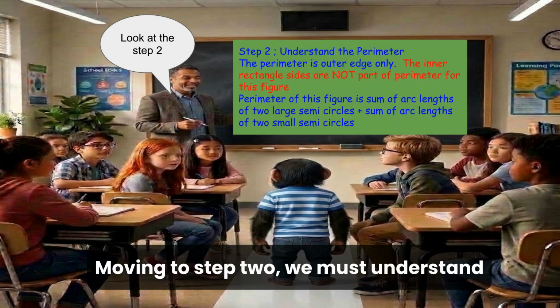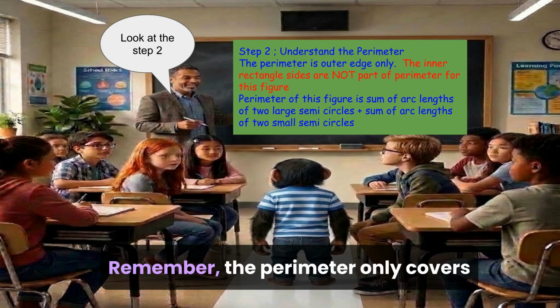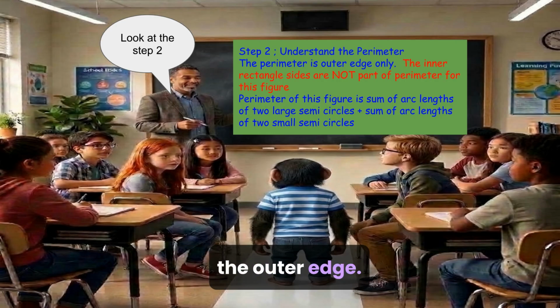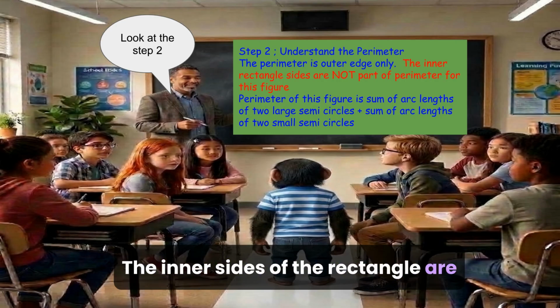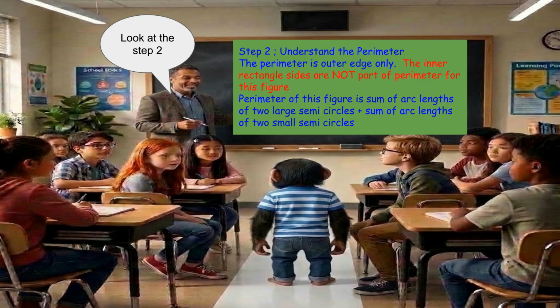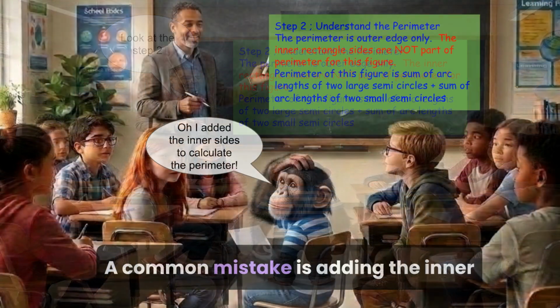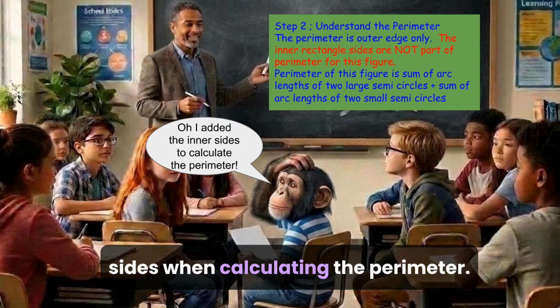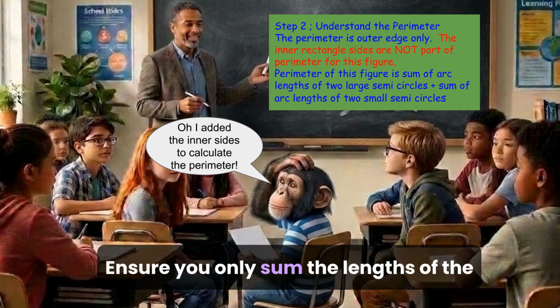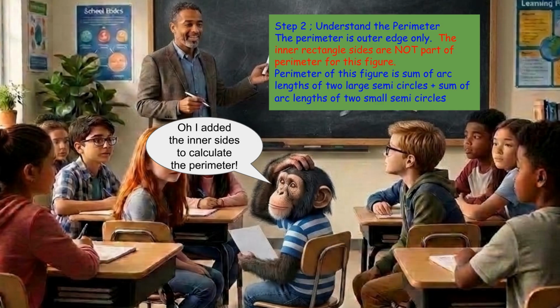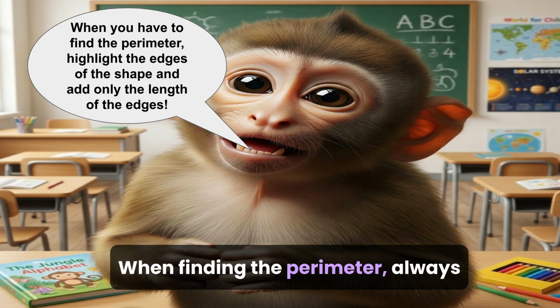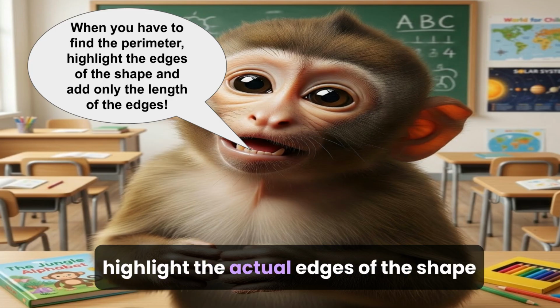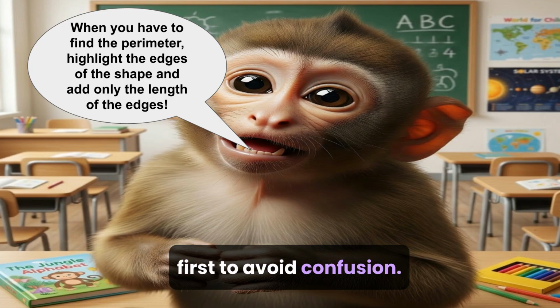Moving to step 2, we must understand the perimeter. Remember, the perimeter only covers the outer edge. The inner sides of the rectangle are excluded. A common mistake is adding the inner sides when calculating the perimeter. Ensure you only sum the lengths of the outer arc. When finding the perimeter, always highlight the actual edges of the shape first to avoid confusion.